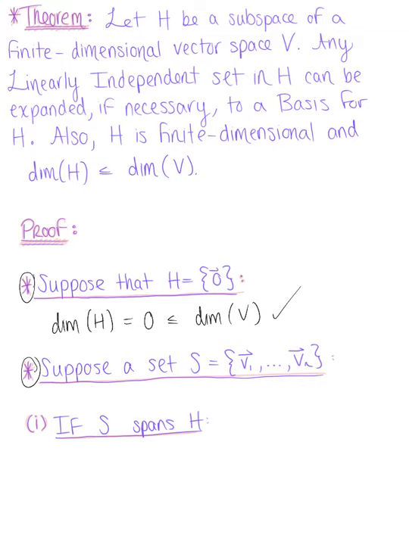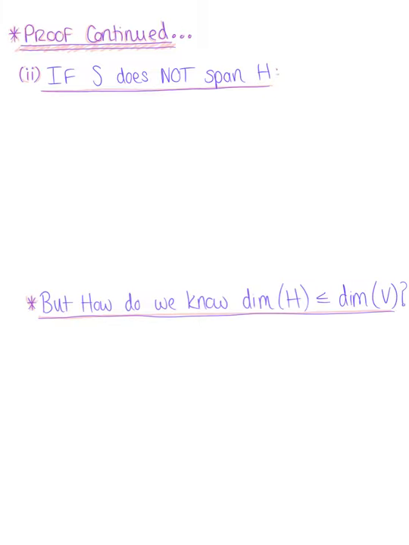Let's suppose that a set S is defined by the set of vectors v sub 1 through v sub n. And so we need to think about two cases here. We need to think about if this set spans the subspace, and then what happens if it doesn't span the subspace. So case 1, if this set S spans H, then we automatically have a basis. And we're all set. So now we need to think about the case where S does not span H.